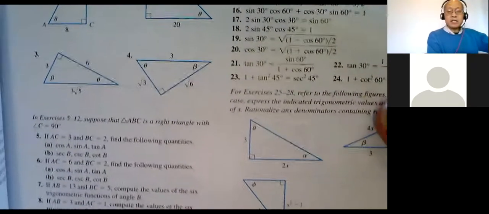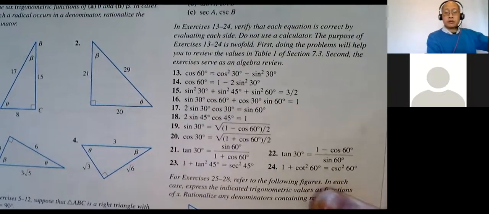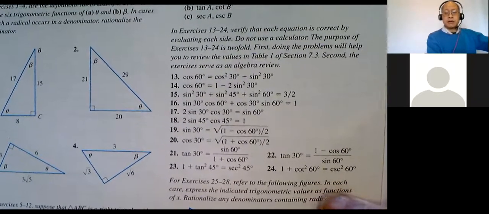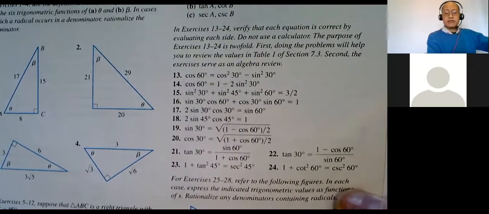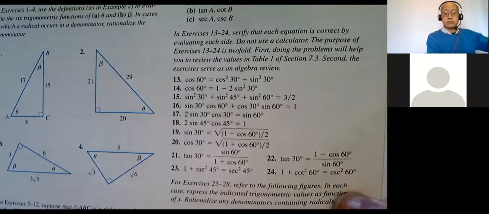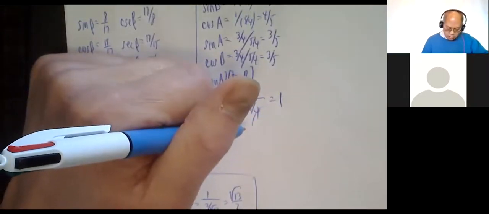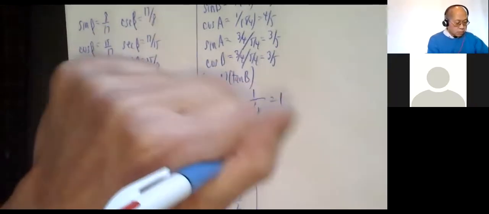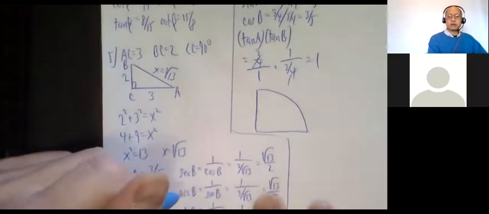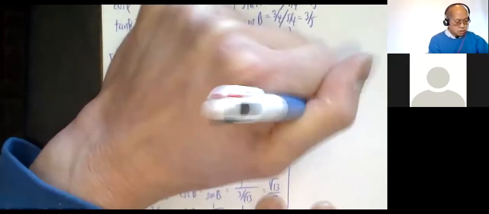Now, some of these identities, verify the identities, do not use a calculator. So we're back to our unit circle. I see 60-degree angles, 30-degree angles, and stuff like that. So we've played that game before. Okay, so let's try some of those. See, all the angles are first quadrant. So rather than wasting space and doing the entire circle, let me just do the first quadrant of the unit circle. 30 degrees, 60 degrees.